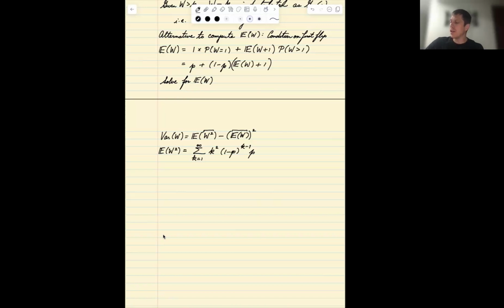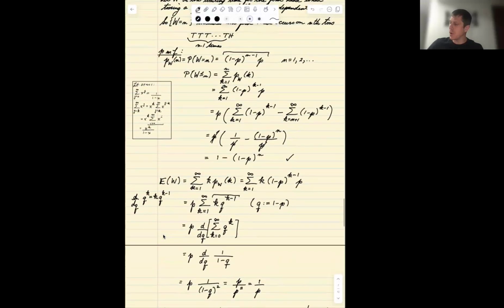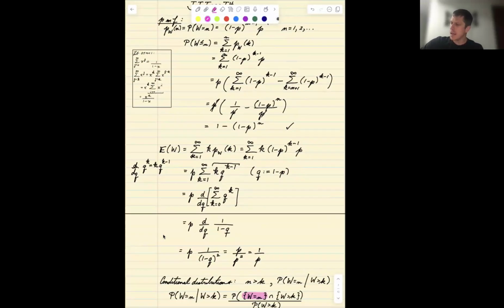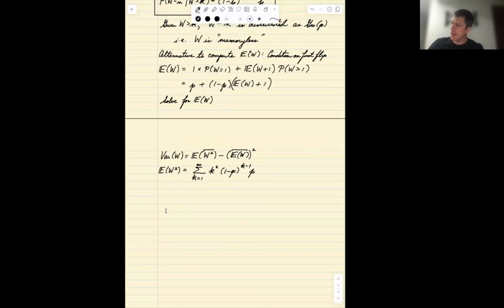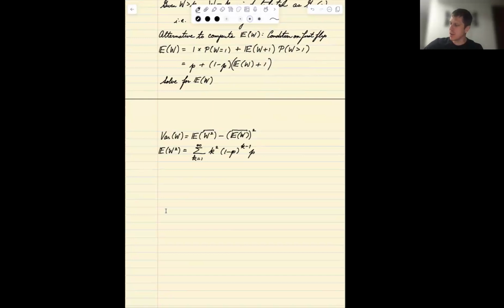In particular, we're not quite in the same realm that we were up here, where we were able to express this as a derivative using this fact. So we're not in business yet. This is where we need to be a little clever again. Instead of going straight for the expectation of W squared, let's calculate what's later going to be called a factorial moment. What if we calculate the expectation of W times W minus one?